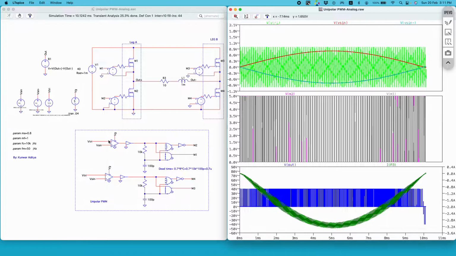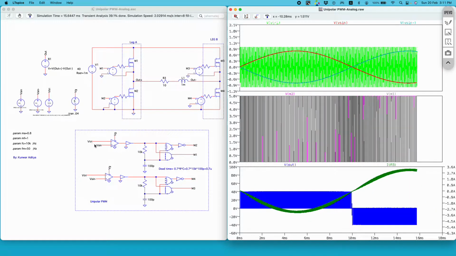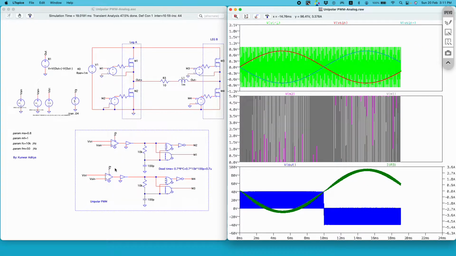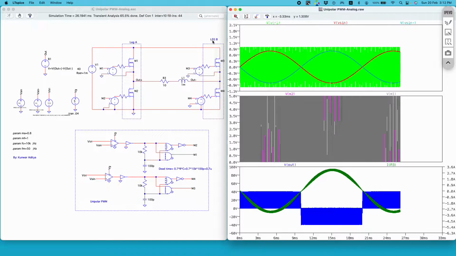So I'm using two comparators. One comparator is comparing the carrier wave with V sine, and the other comparator is comparing the carrier wave, V triangle, with V sine minus. One comparator generates the PWM for M1 and M2, which controls one leg of the inverter, and the other comparator generates the PWM for M4 and M3, which controls leg B of the inverter.